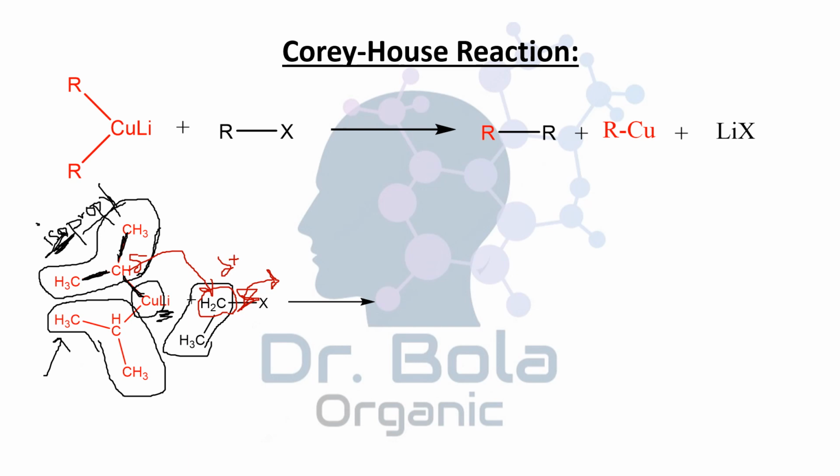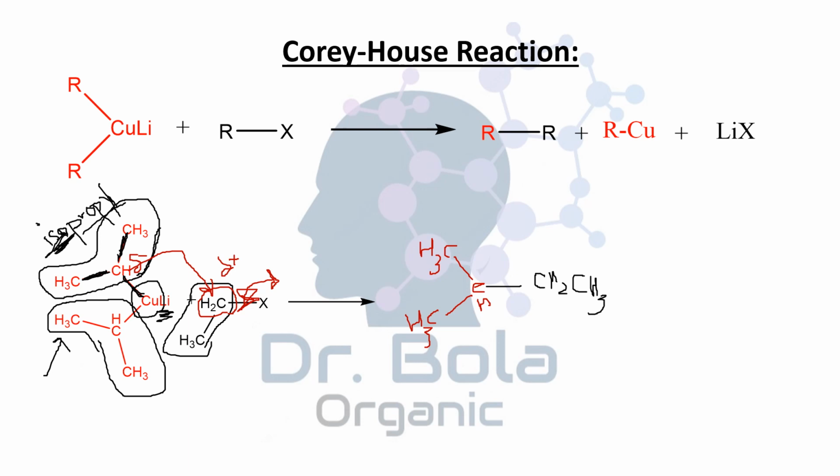So if I'm trying to draw the product, it would be like CH3, CH, CH3. This is from the red side. This is from the lithium diisopropyl copper, which would bind to CH2, CH3.